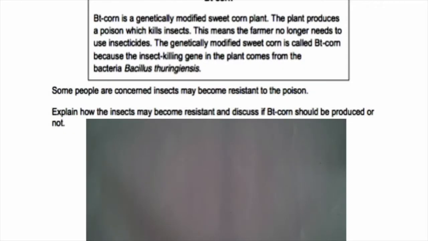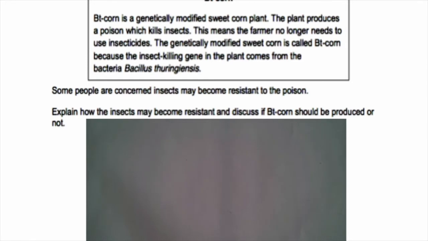This is a particularly tough 6-mark question, and we'll talk a little bit about some of the factors around it, because this is one of these 6-mark questions that brings together a few different elements from this topic that we've just been looking at. So it says that BT corn is a genetically modified sweet corn plant. The plant produces a poison which kills insects, and this means the farmer no longer needs to use insecticide. Some people are concerned that insects may become resistant to the poison. Explain how these insects may become resistant, and then discuss if BT corn should be produced or not.